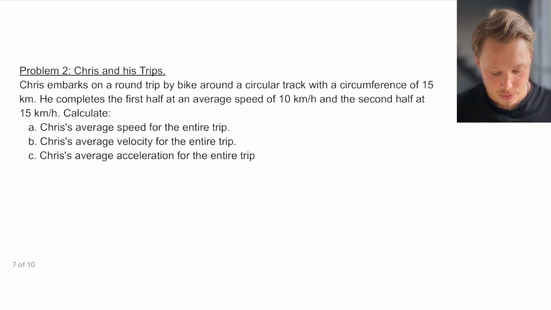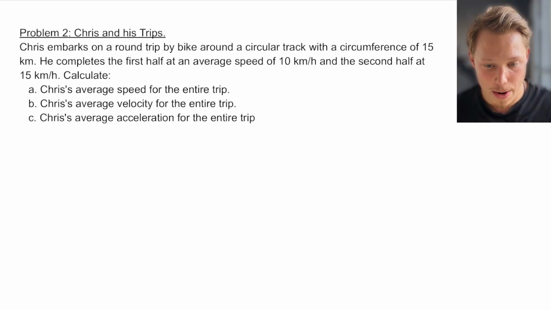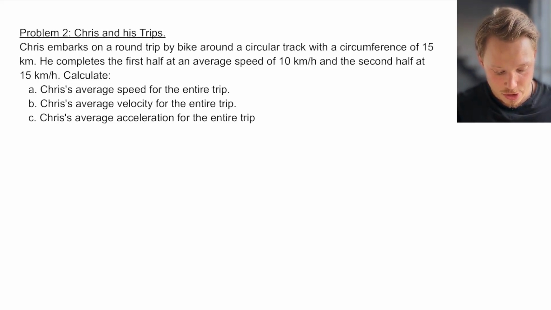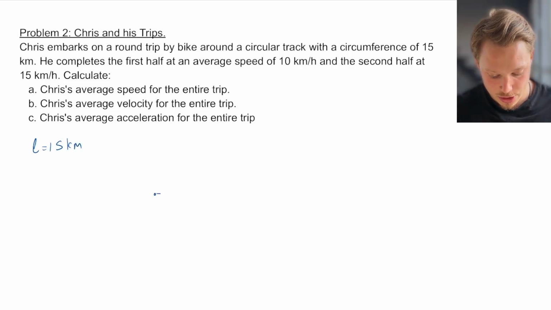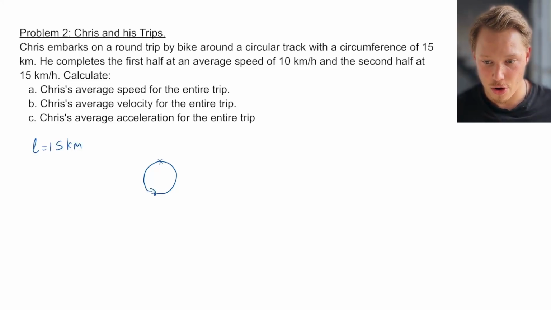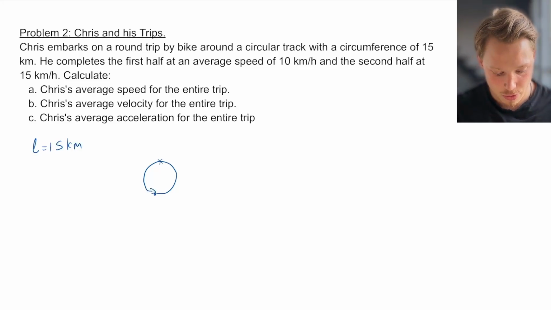Here we have Chris, who embarks on a round trip by bike on a circular track with a circumference of 15 kilometers. So basically the distance is 15 kilometers, and he starts here and he ends here. He completes the first half at an average speed of 10 kilometers an hour.